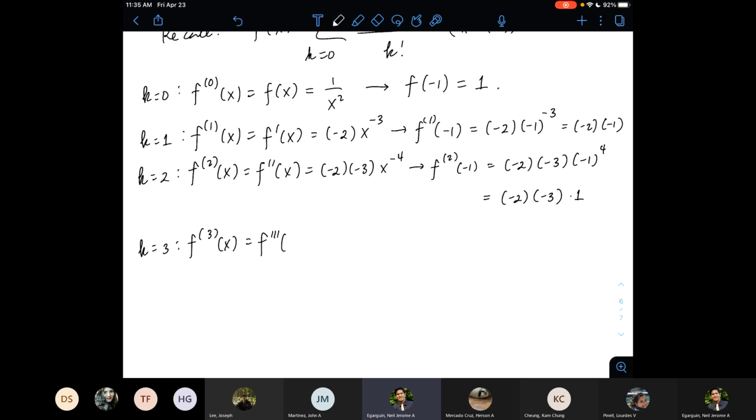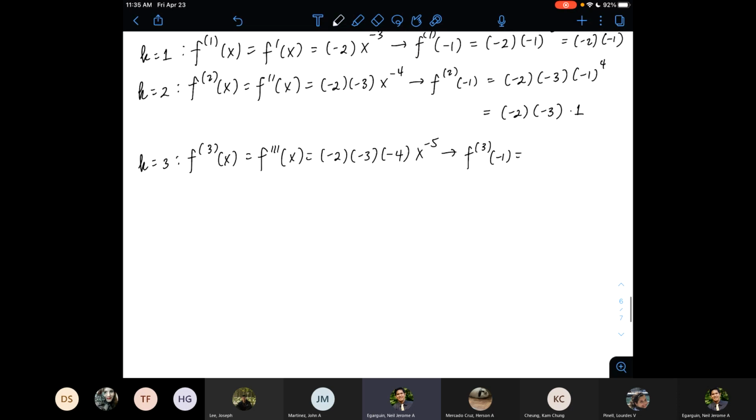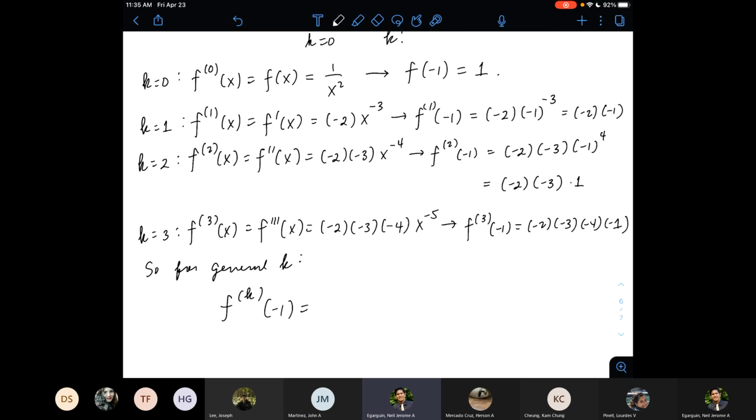So this is the third derivative. So the derivative would be computed using this guy. So we'll have -2 times -3 times -4 times x to the power -5. And then if we plug in -1, we'll get -2, -3, -4, and then -1. Okay. So for general k, we can have this formula. Let's try to see if we can see the pattern, right? Now let's see. What do we see here?